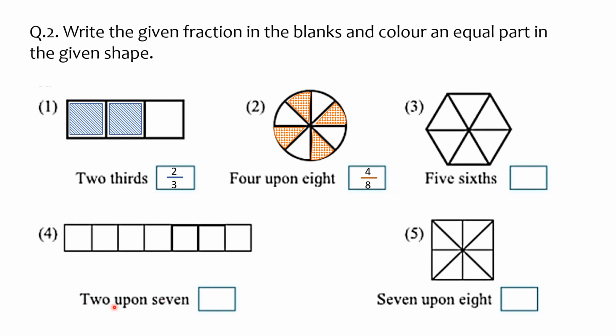Same way next sum 2 upon 7. So this figure has 7 parts and 2 parts we will color. So our fraction will be 2 upon 7. Same way this is 7 upon 8. So this figure has 8 parts and 7 parts we will color. So our fraction will be 7 upon 8.